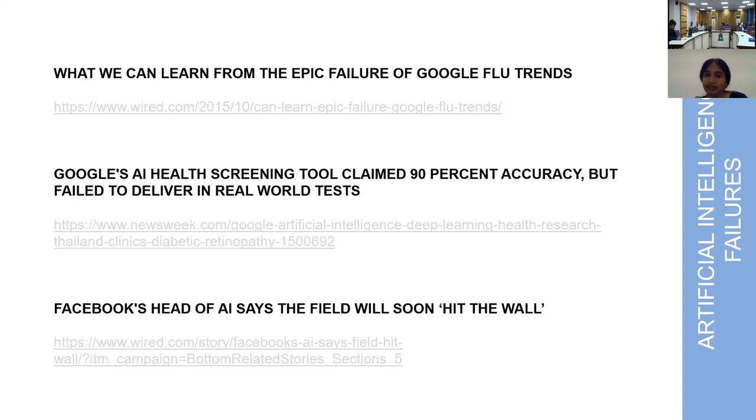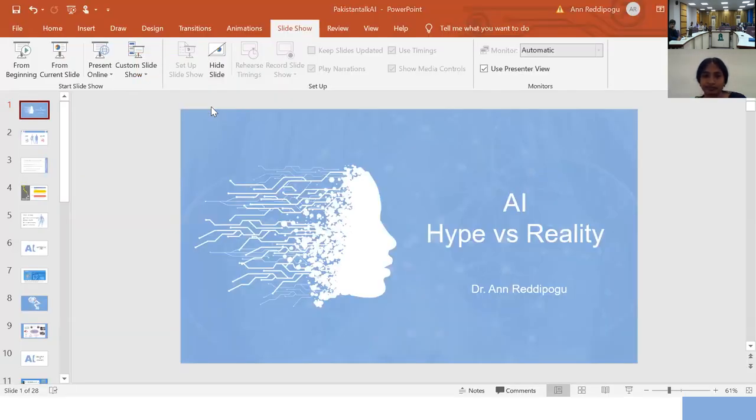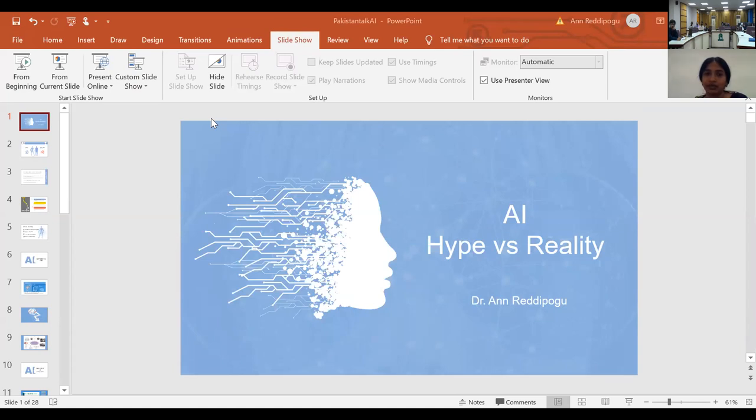The second example is Google's AI health screening tool, which claimed 90% accuracy but failed to deliver in real world tests. This is in 2019, so very recent. I can actually share it if I can find it. So this one here says it's actually 28th of April 2020, so very recently published. Google's AI health screening tool completely failed in real world tests.